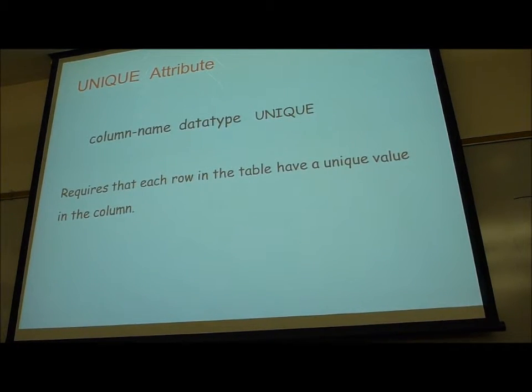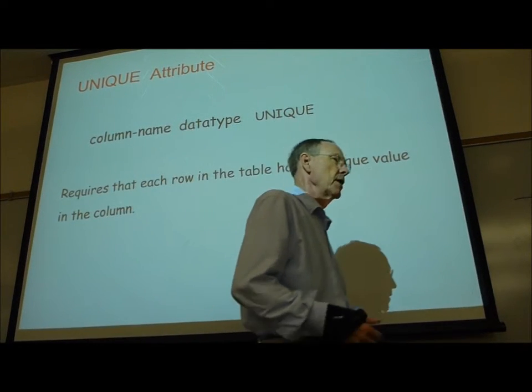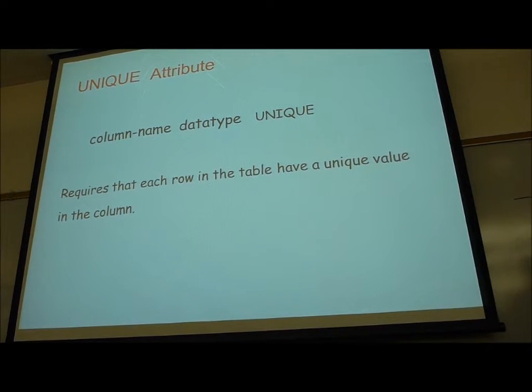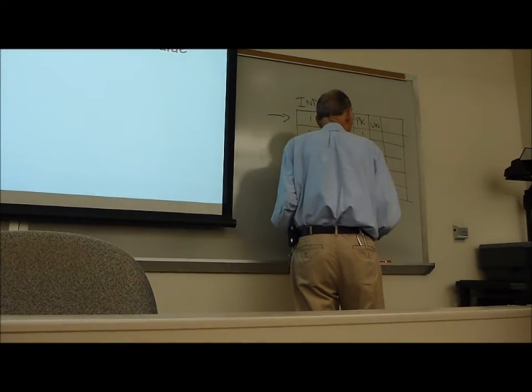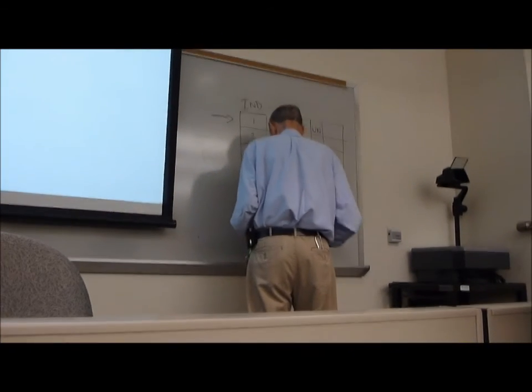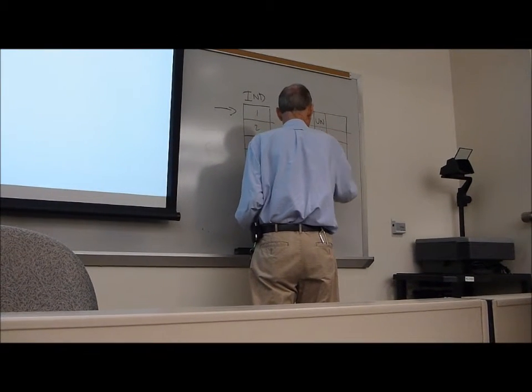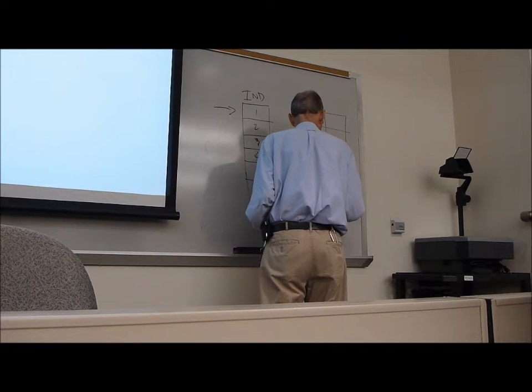Unique. Now, if I desire to have another column in my table that is unique, but I've already used a primary key, for some reason I want to do that. So I've got another column here. I'll just call it UN, and it's got to have a set of unique numbers. Okay. 1, 2, 3, 4, 5.